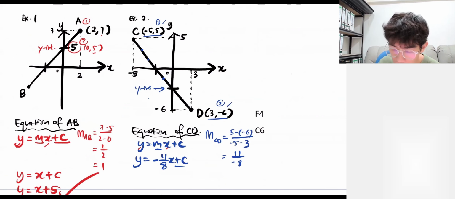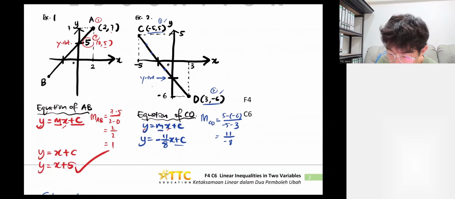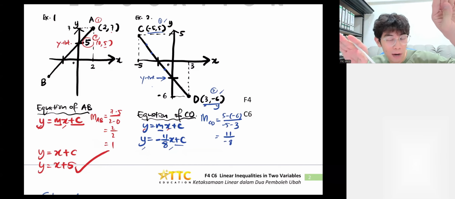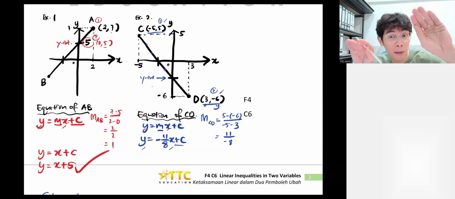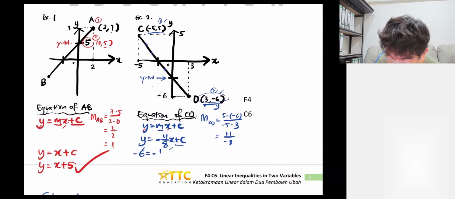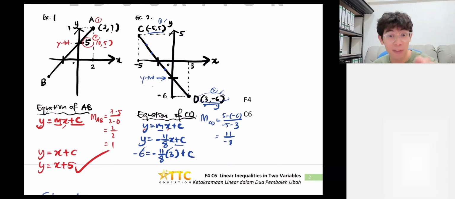Okay, so let's do it. So students, x and y, right? Just now I explained that the reason why there's an xy is because this line passed through both axes, right? But we can use it to help find your y-intercept. So we can take this x and y. So I put that negative 6 equals negative 11 over 8 times 3 plus C, so that you're left with C. You can find C now.